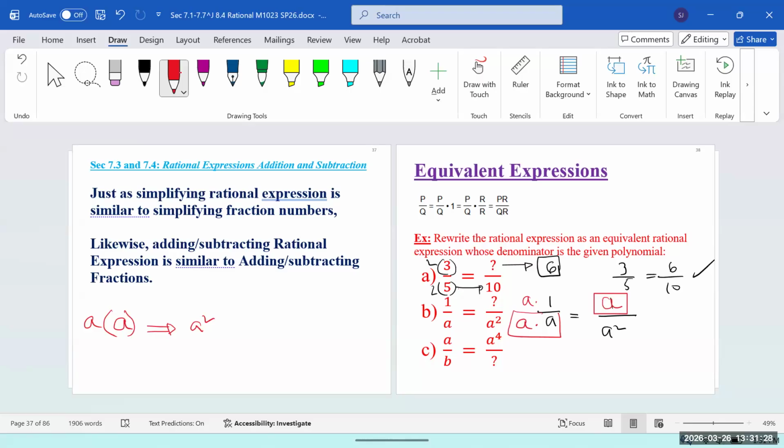So we did multiplication on the denominator. Math says, hey, don't leave the numerator. Multiply the numerator by the same thing. So you have to multiply 1 by a. So that means 1 over a is the same as a over a square. They're equivalent. They just look different, but they're the same.